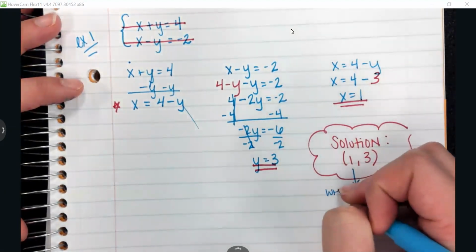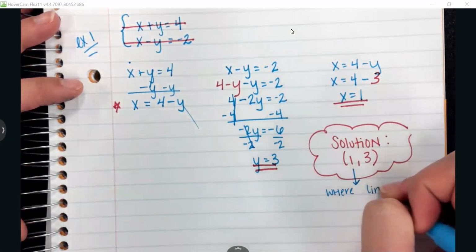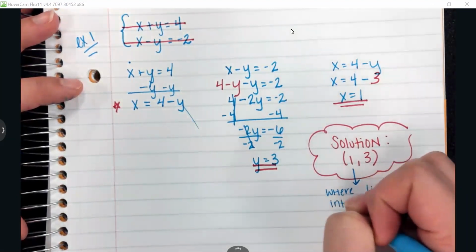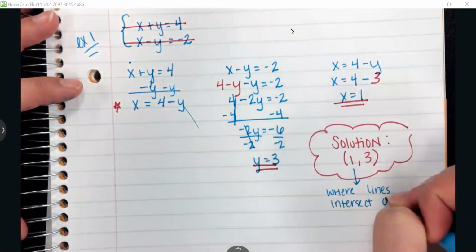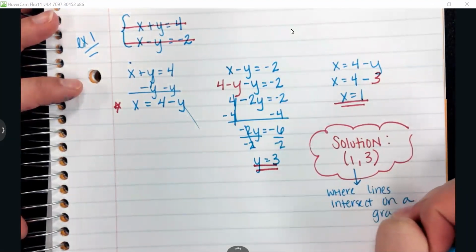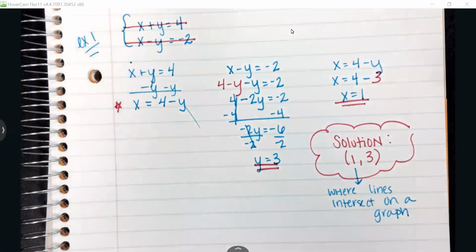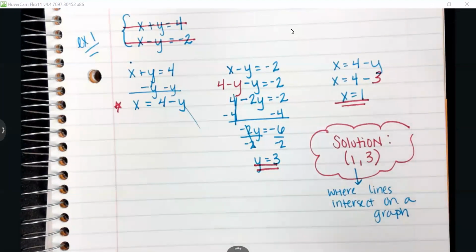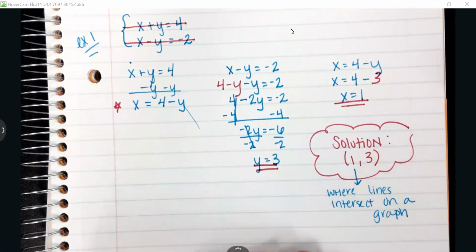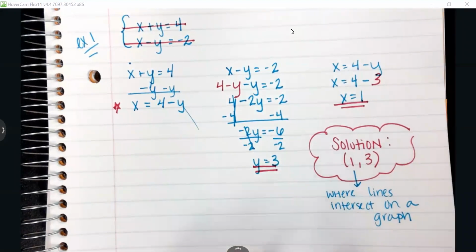This is where lines intersect on a graph. So if I were to actually graph these lines, they would cross at the point 1, 3. Questions so far? Okay, we're going to do another example together. Make it a little bit harder.